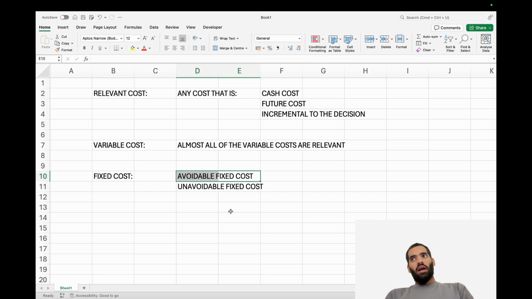Okay, so now let's assume each of those sections has their own supervisor. And of course, the supervisor would be on a salary. So we know salary is a fixed cost.